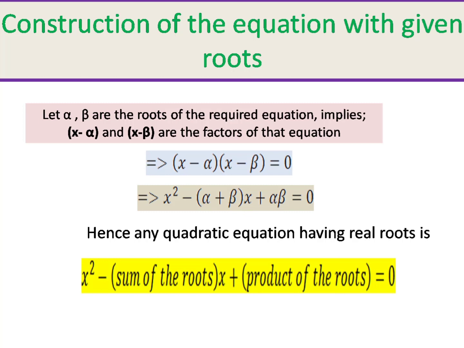So this implies x minus alpha and x minus beta are the factors of that equation, which implies x minus alpha into x minus beta equals 0. Multiplying these two factors, we have x square minus (alpha plus beta) into x plus alpha beta equals 0. So this is the quadratic equation having roots alpha and beta.